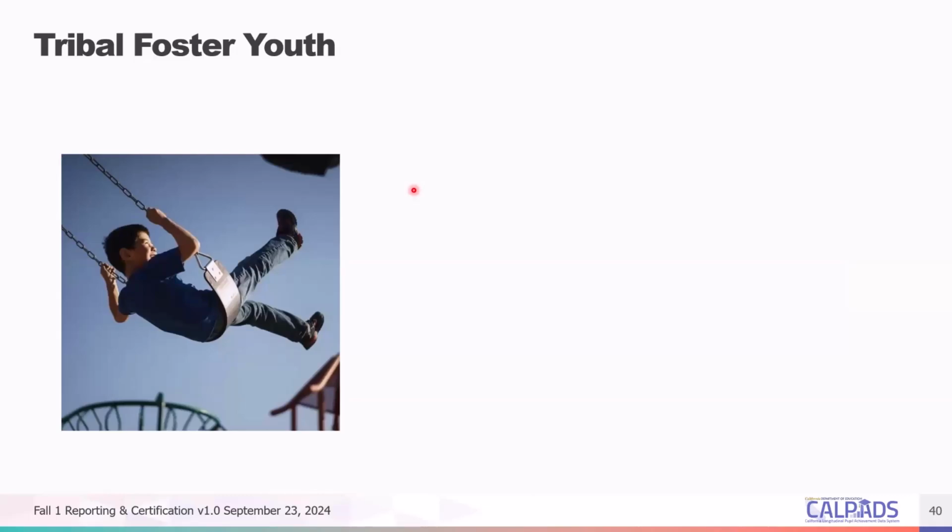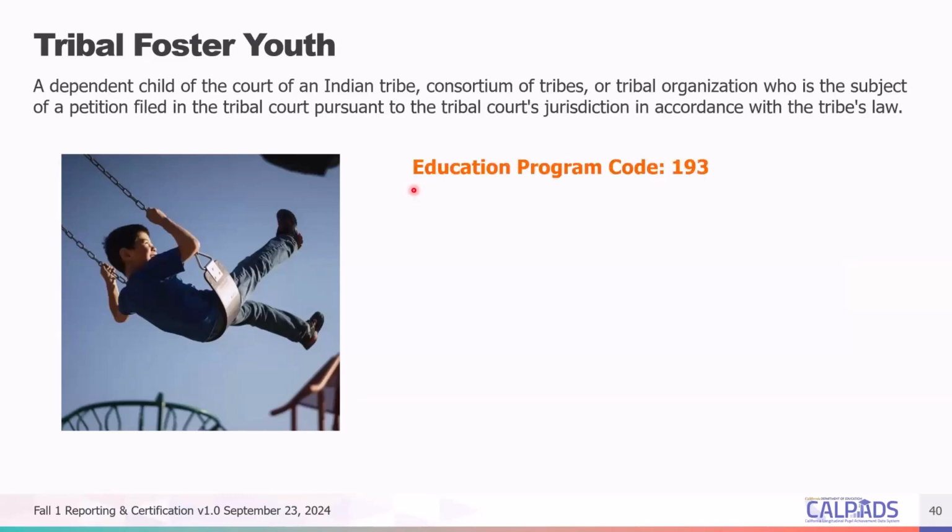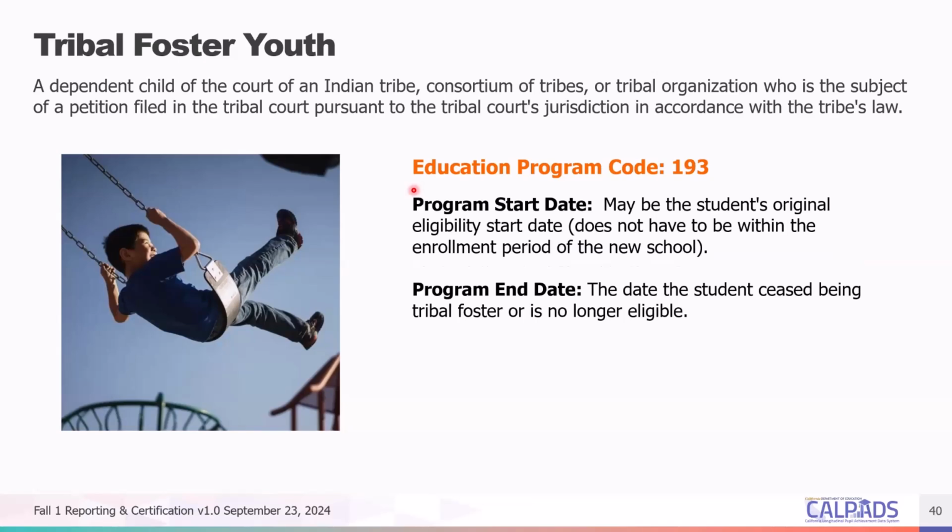So another foster data element is tribal foster youth. However, unlike the regular foster youth, this is self-reported by the LEA. It's program 193. If you are an LEA in an area where you have tribal communities, then we encourage you to coordinate or create a mechanism to be able to determine if you have students who may or may not be tribal foster youth. You may have to coordinate with tribal courts.